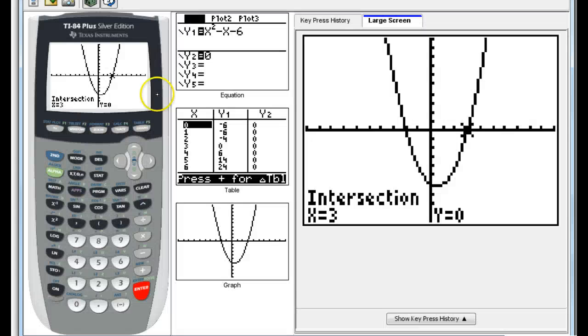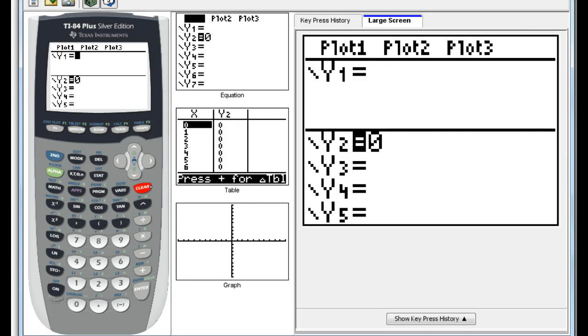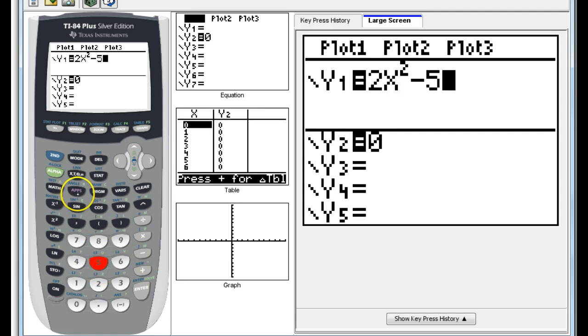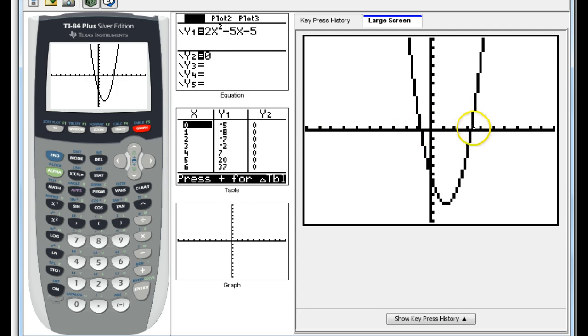Alright, so let's go back to our calculator. Let's go to our y screen. Let's clear this first one out. And now this new equation is 2x squared minus 5x minus 5. And we already have the second one, y equals 0. Always need those two. Let's take a look at the graph. And we can see this should have two answers, two solutions, two roots, because it crosses in two places.